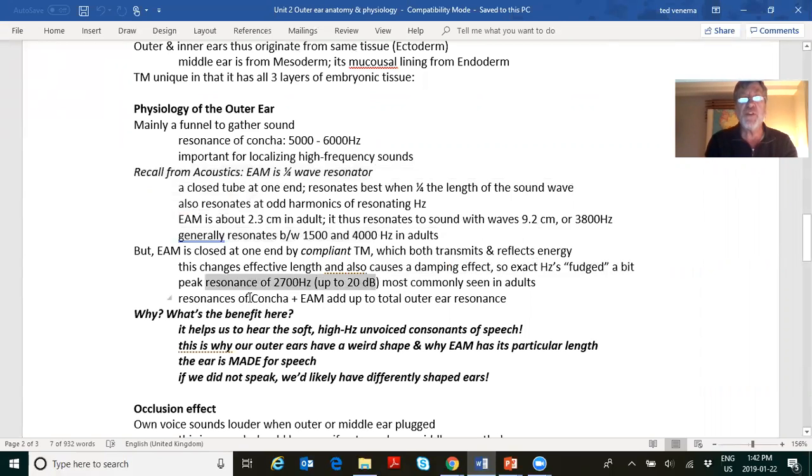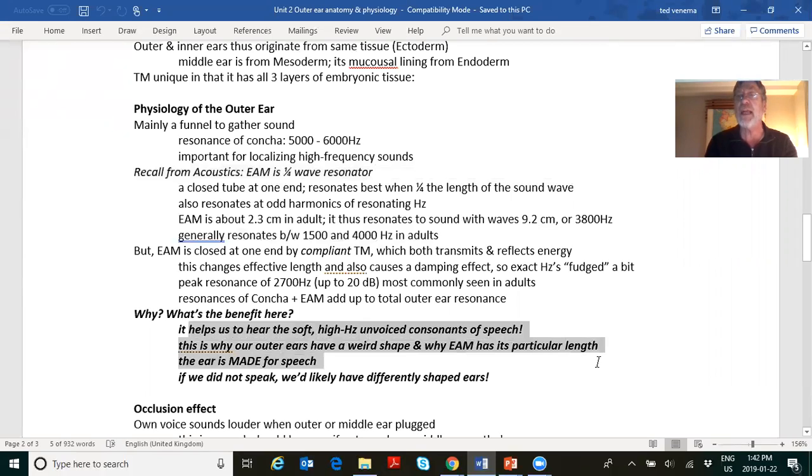And the resonances of the concha bowl and the ear canal add up to the total outer ear resonance. What's the benefit here? It helps us hear the soft, high-frequency consonants of speech. This is why our outer ears have the weird shape and why the ear canal has its particular length.